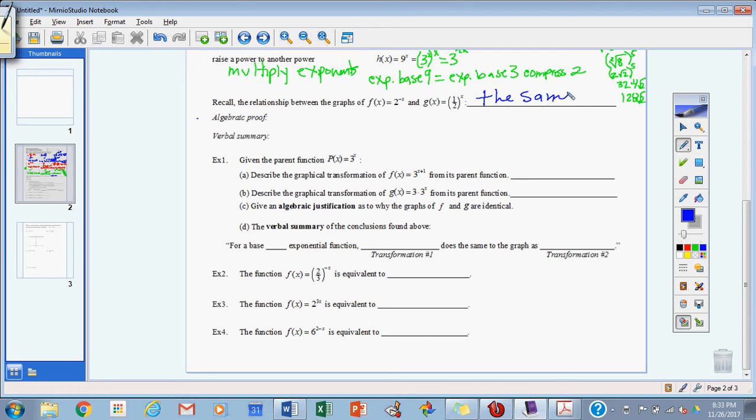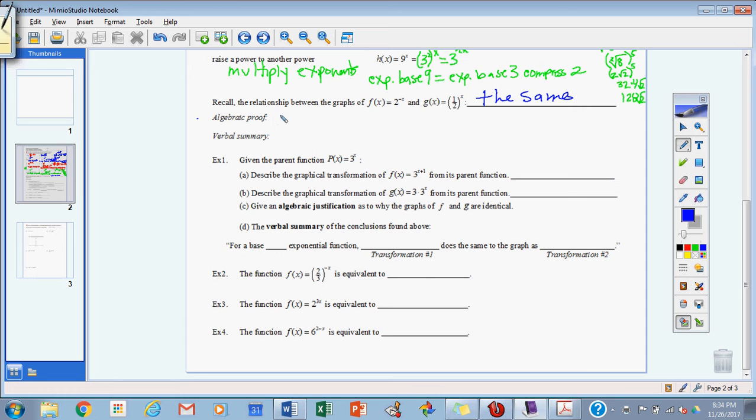When we had 2 to the negative x power and you graphed that, and you had base 1/2 to the x power and graphed that, they ended up being the exact same graph, okay? So what does that mean? That means if I take base 2 and do a horizontal reflection, that's going to be the exact same thing as base 1/2, just a normal exponential function. So what's the algebraic proof for that?